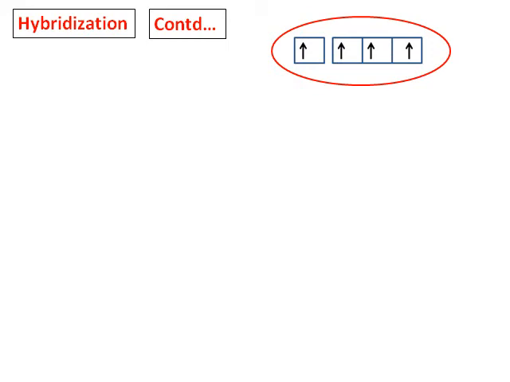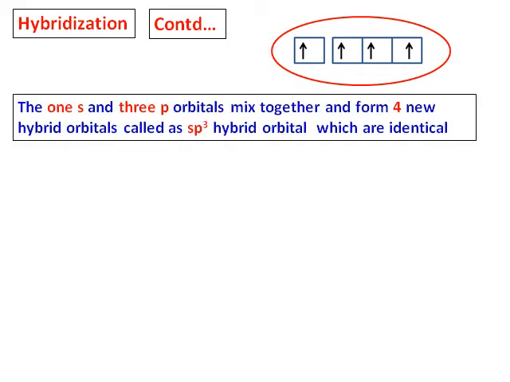We just saw that all four bonds in methane are the same. How is it possible? Consider the electrons of carbon, 1s and 3p. They all combine together. The 1s and the 3p orbitals mix together and form four new orbitals, and we call them hybrid orbitals. Since 1s combines with 3p, we call them sp3 hybrid orbitals, which are identical. Now there is nothing like an s or a p. They combine together and I get sp3, and all four sp3 orbitals are the same.